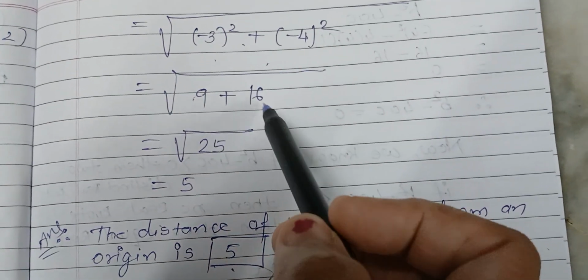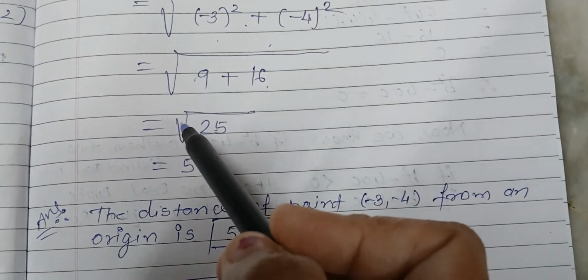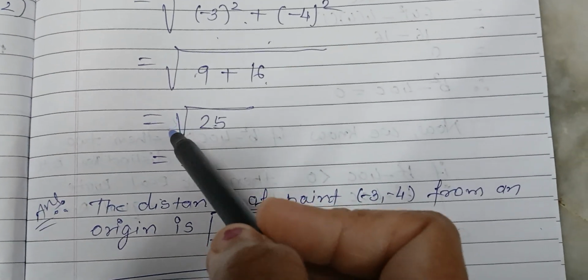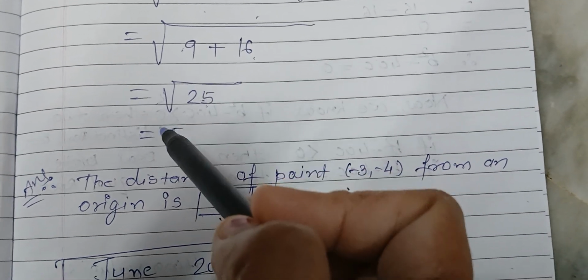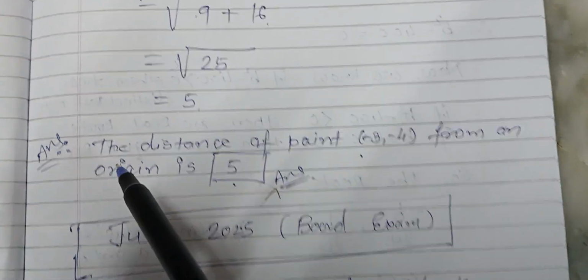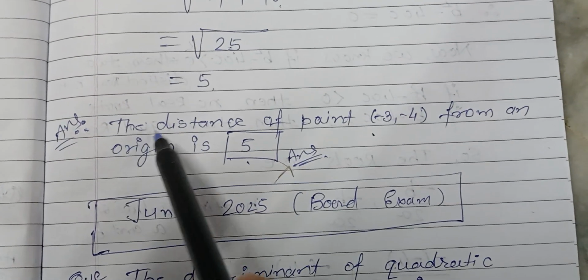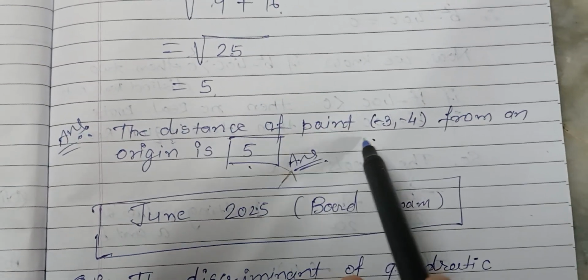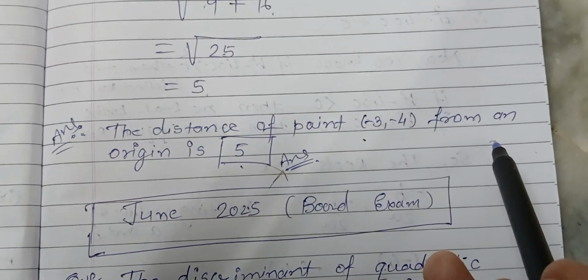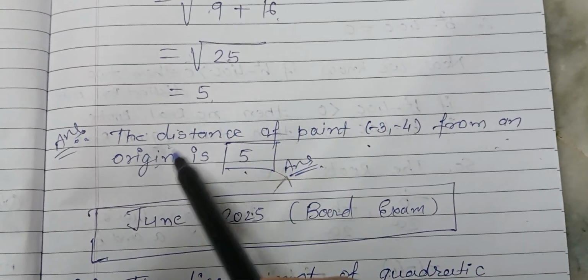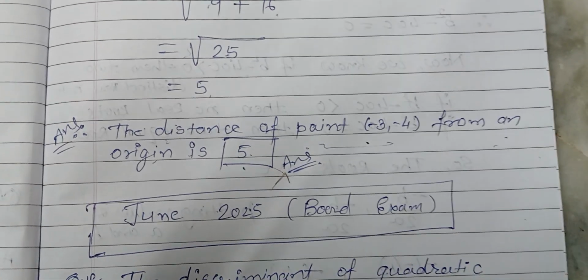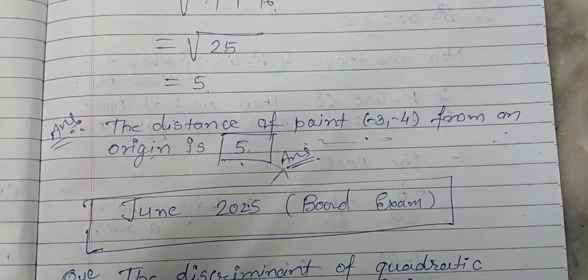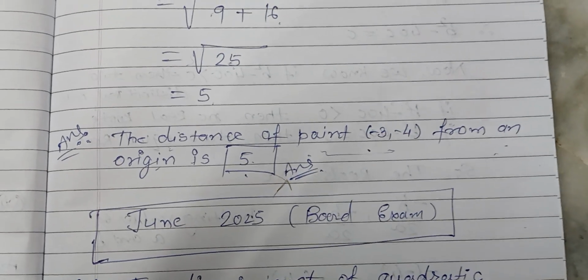So 9 plus 16 is 25, and we are now finally taking the square root of this number, that is square root of 25, that equals 5. So hence in the answer we can write the distance of point (-3, -4) from an origin is 5. This is our final answer. Okay, hope this is clear.